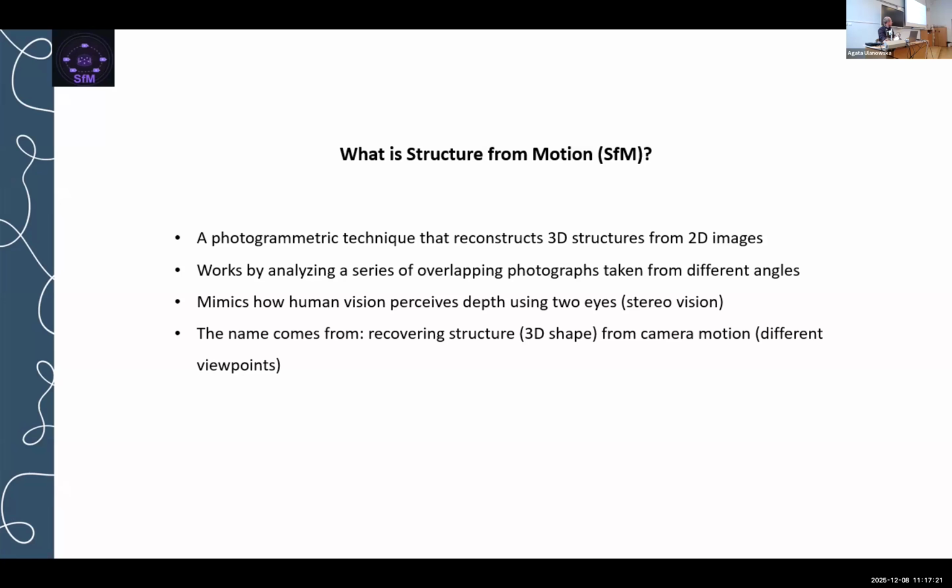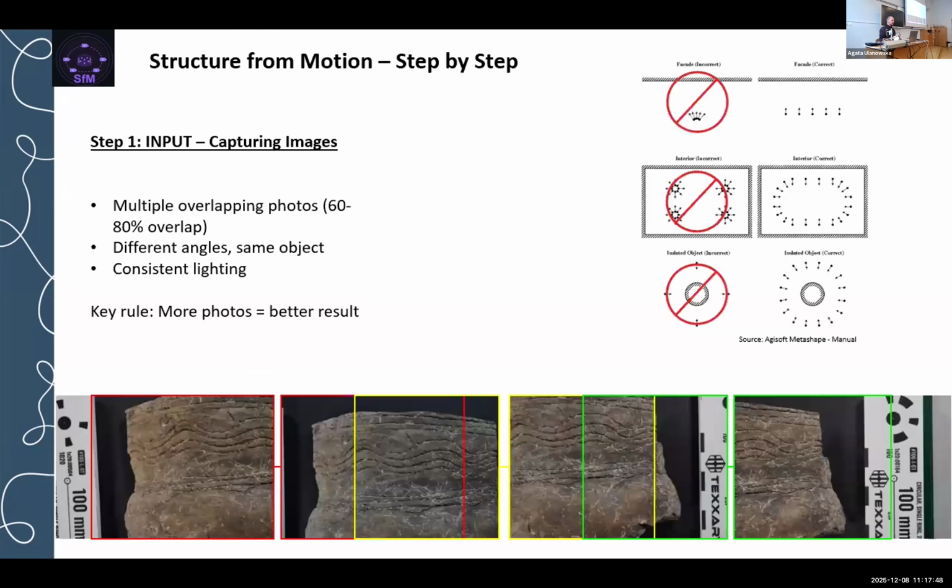And photogrammetric software, structure from motion software, works the same, but it's not using 2 photographs, but many photographs. So thanks to that, it can reconstruct the 3D geometry of the object. And the name of this technique comes from reconstructing structure of object from the motion of the camera, yeah? Because the camera needs to change its position around the object. So how do we create this type of documentation?